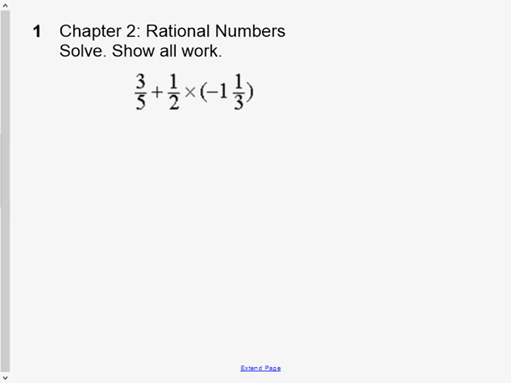So with that said, the first thing we're going to do here, according to BEDMAS, would be our multiplication. So I'm going to bring down my 3/5.